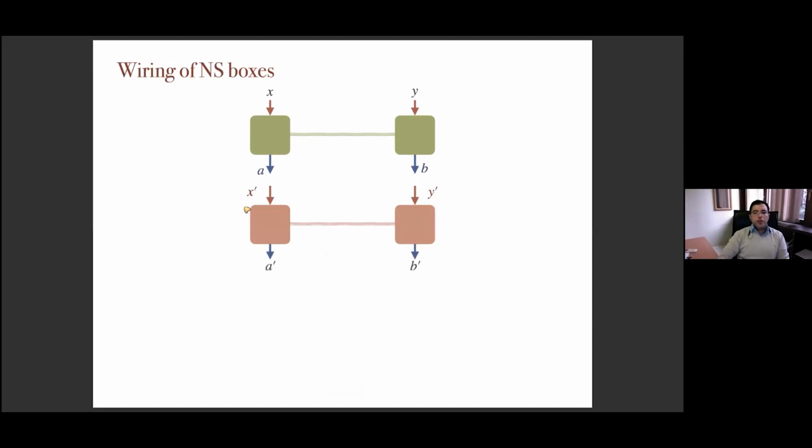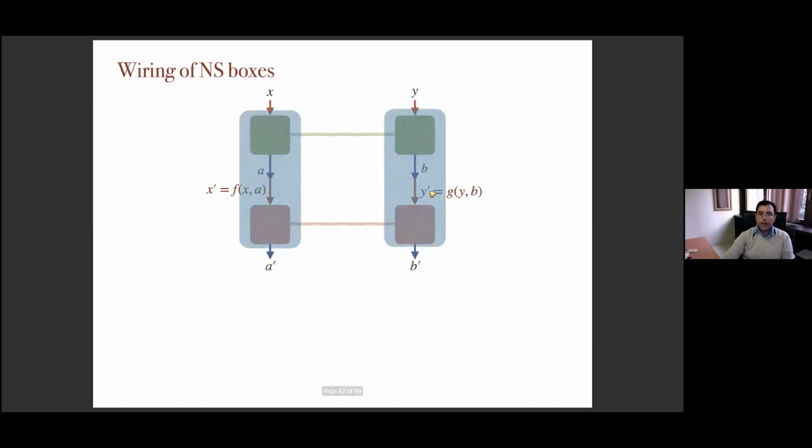What do I mean by simulation? The simulation is given by wiring. Suppose I have two of these boxes, and the idea is that I can wire the output of one of the boxes to the input of the other one. I can choose some function, and then the function would tell me what would be the input of the next function. That's the wiring, and Bob does the same.